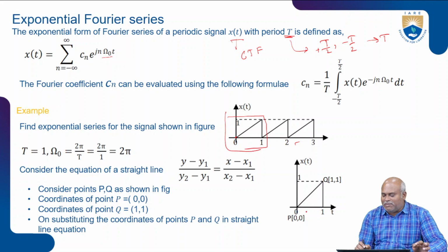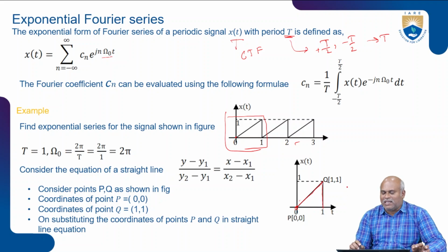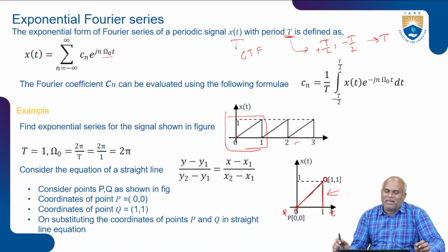It starts from 0 and increases linearly. After a duration of 1, it decreases. This portion I represent as q, this I represent as p, and this I represent as t. Then we take pqt, which is one ramp type of signal.